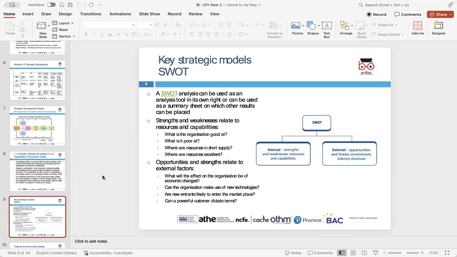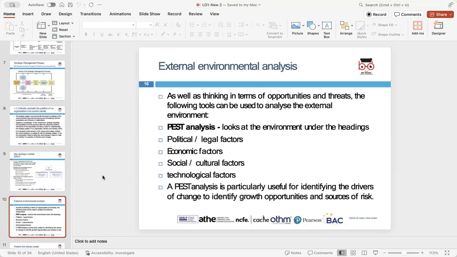Key considerations include how economic changes might affect the organization, potential benefits from adopting new technologies, the likelihood of new competitors entering the market, and the power of customers to influence terms and conditions.